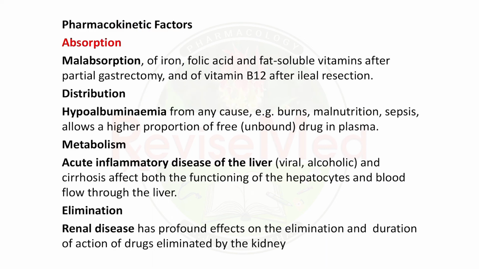Pharmacokinetic factors regarding absorption: malabsorption of iron, folic acid and fat-soluble vitamins after partial gastrectomy, and vitamin B12 malabsorption after ileal resection. Under distribution, hypoalbuminemia from any cause, for example burns, malnutrition, sepsis, allows a higher proportion of free unbound drug in plasma. Kindly think of free warfarin. Under metabolism, acute inflammatory diseases of the liver, viral, alcoholic and cirrhosis, affect both the functioning of the hepatocytes and blood flow through the liver. Please think of first pass metabolism.